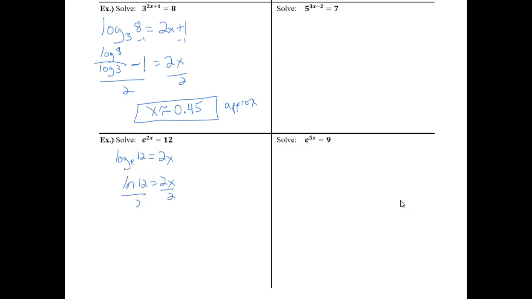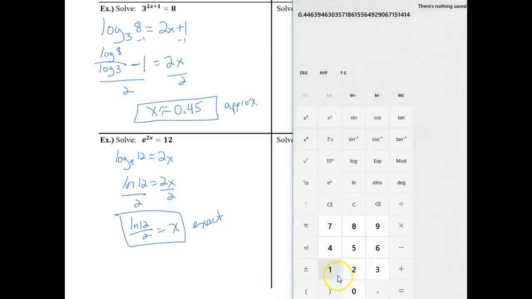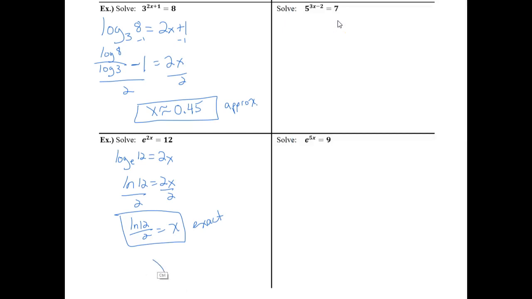So this whole thing becomes the natural log of 12. Divide both sides by 2. Again, this would be the exact answer if you're asked to leave it that way. Versus, if I put it in my calculator, I would say 12, take the natural log of that, divide by 2, and rounding to the hundredths, it's approximately 1.24. Again, pay attention to how you're asked to round that for other homework assignments or tests or things like that.